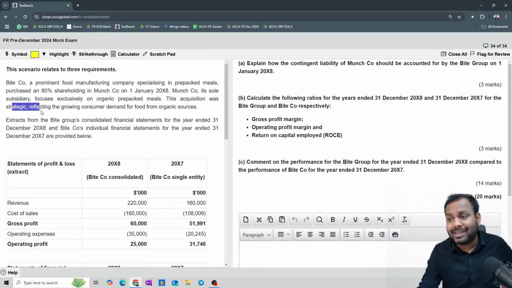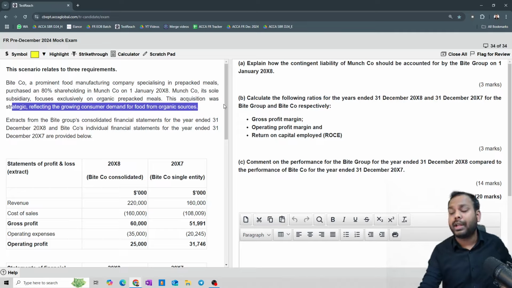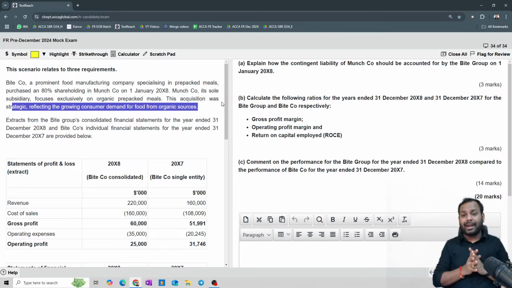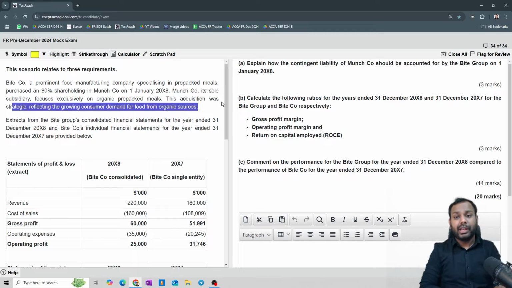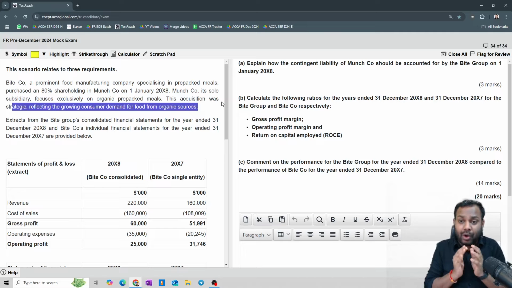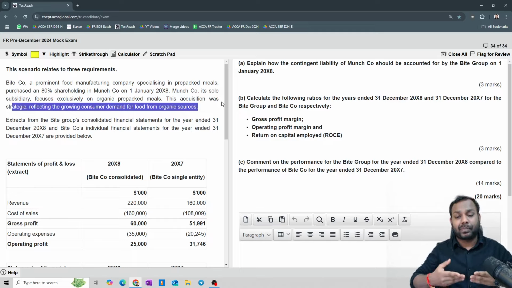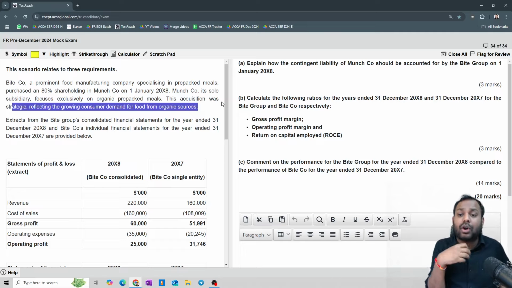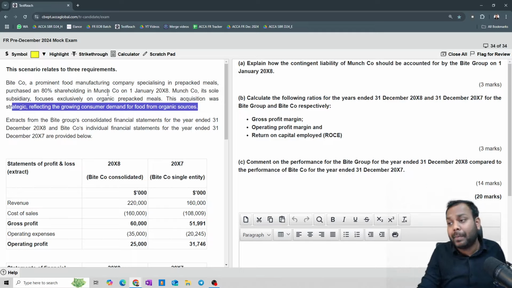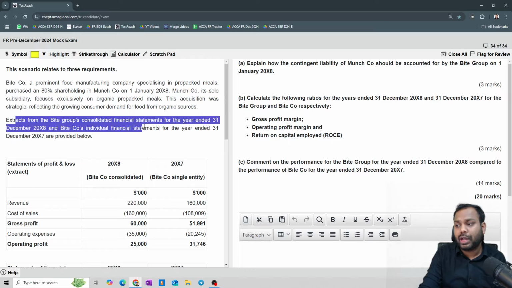This acquisition was strategic, reflecting the growing consumer demand for food from organic sources. This is called a business minded person. It seems that the CEO of Byte company is a business minded person. He can foresee the future. He can see that so far the consumers were preferring pre-packaged foods, but now, as time is passing by, the consumers are becoming more health conscious and they want organic foods now. So seeing the growing demand of organic foods, it acquired Munch company, which is exclusively in the organic food department. Extracts from the Byte company's group consolidated FS for the year end 31st December 2008 and year end 31st December 2007 is given below.